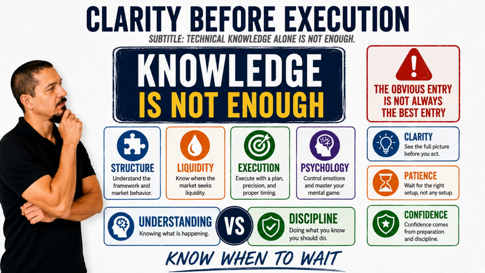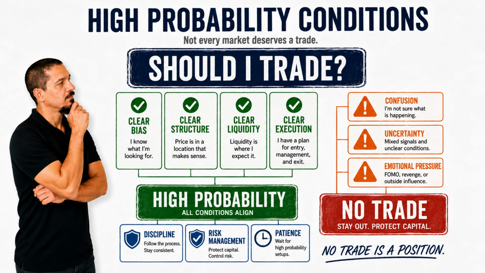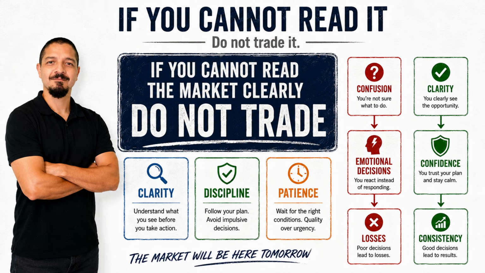Now, after understanding liquidity sweeps, inducement, pullbacks, and higher time frame alignment, we arrive at one of the most important lessons in trading psychology. Even when traders understand the technical side of the market, many still lose money because they continue forcing trades during moments of confusion, emotional pressure, or unclear market structure. This leads us into the final lesson, because one of the most professional decisions a trader can make is recognizing when the market conditions or even their own emotional state are no longer aligned with high probability execution. So trader, if you cannot read the market clearly, do not trade.